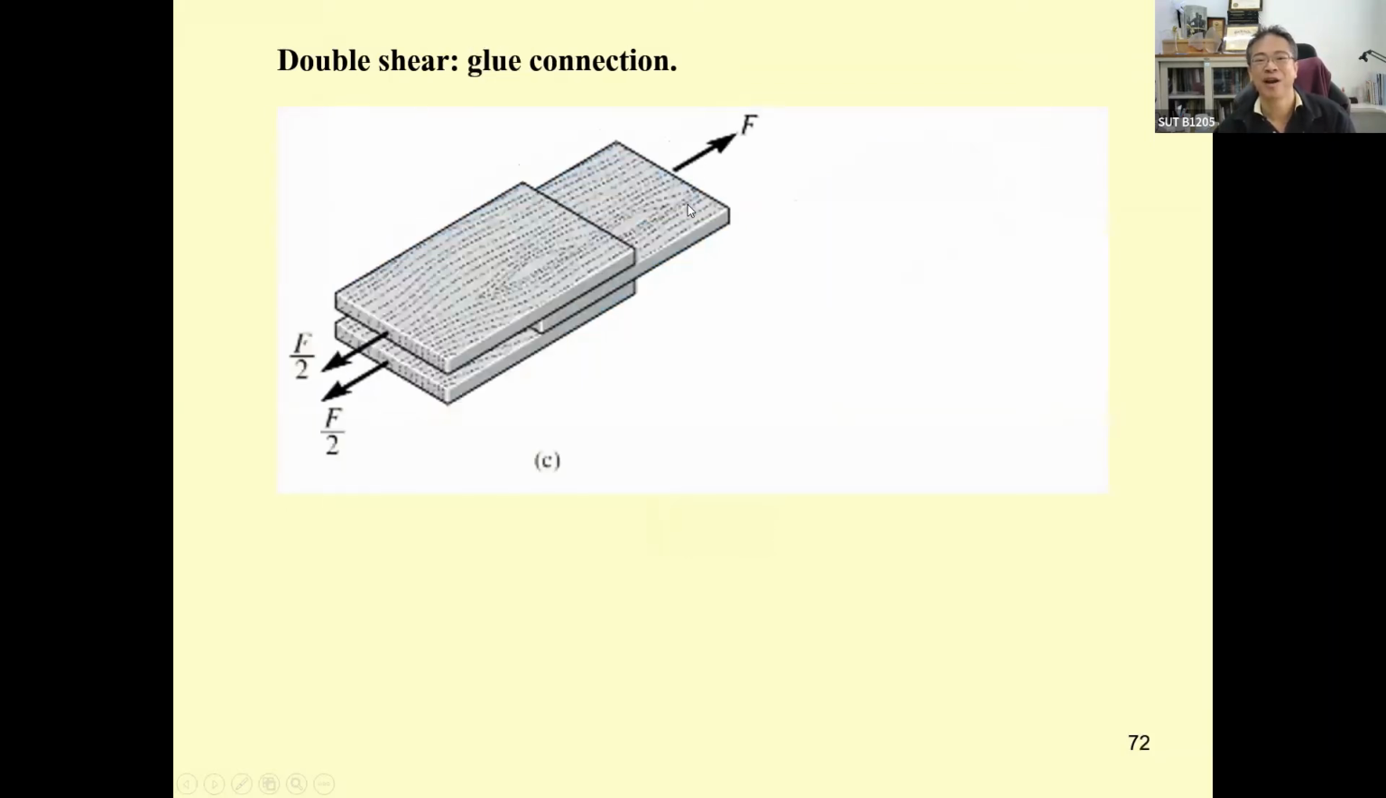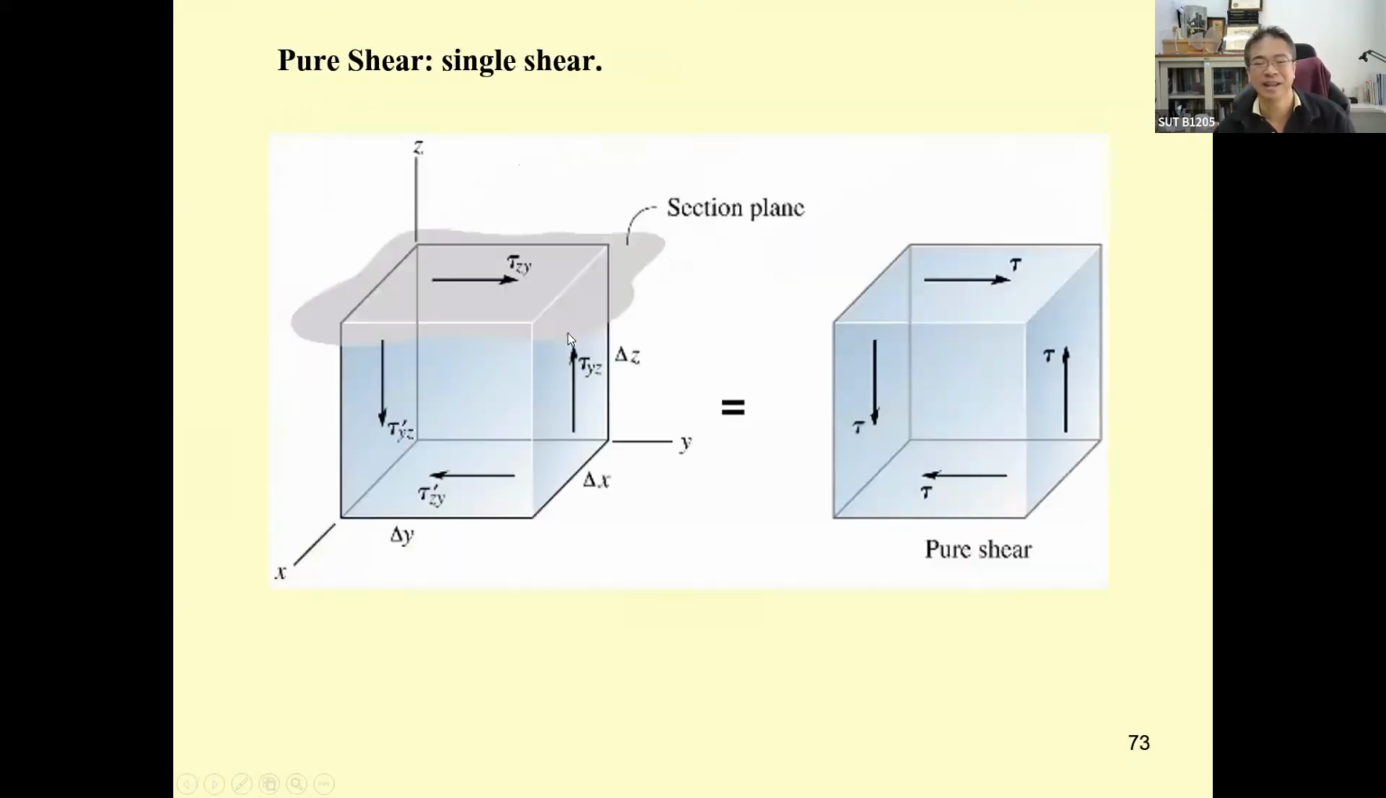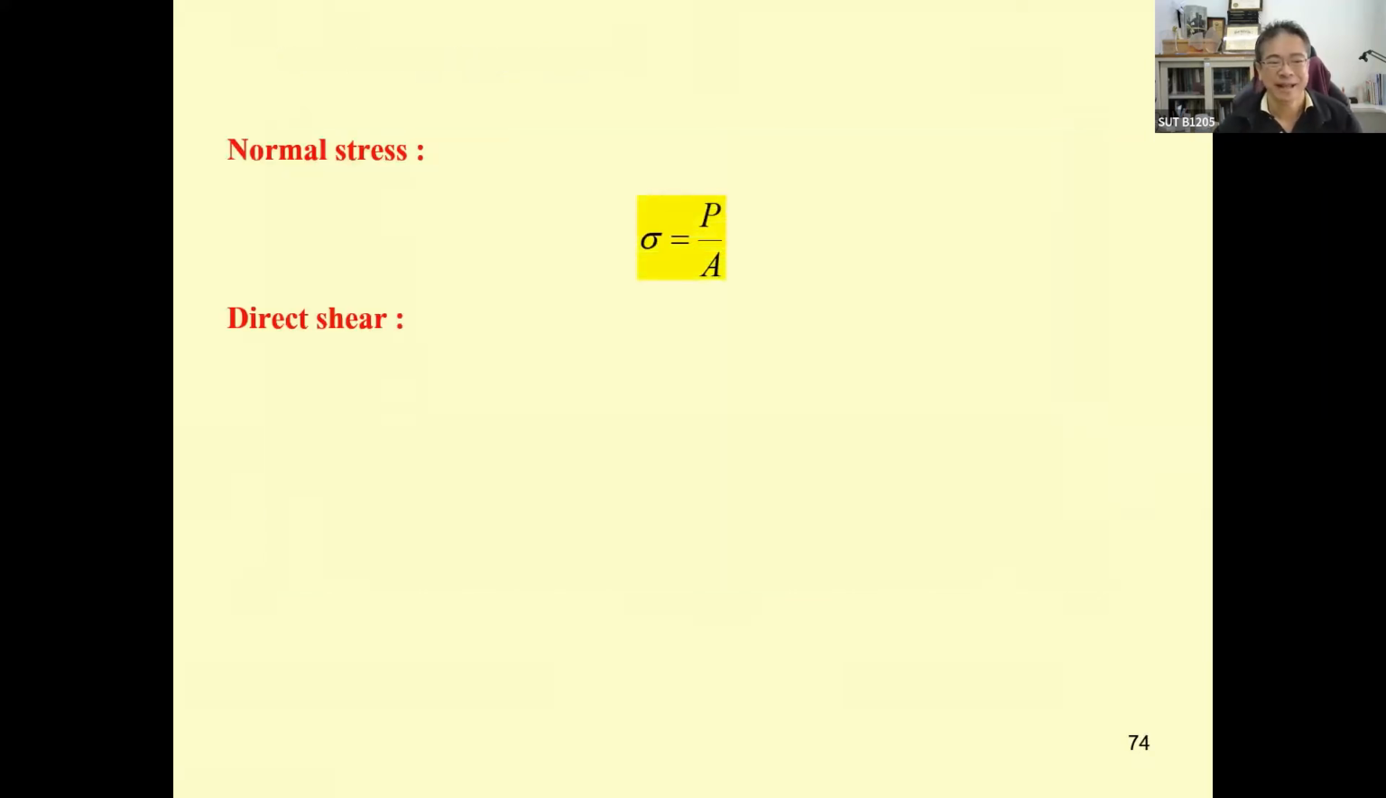And then for the double pure shear, you just screw it up like this, and then do the same thing. Now, for the pure shear, there is only the shear that occurs on the stress element on the top of it. Now, in conclusion, normal stress sigma equals P over A, and direct shear is going to be tau equals V over A.